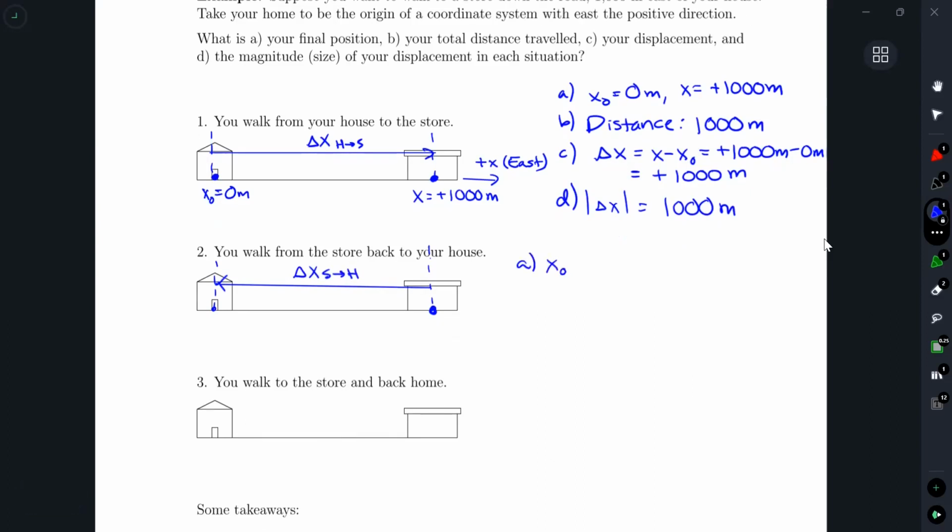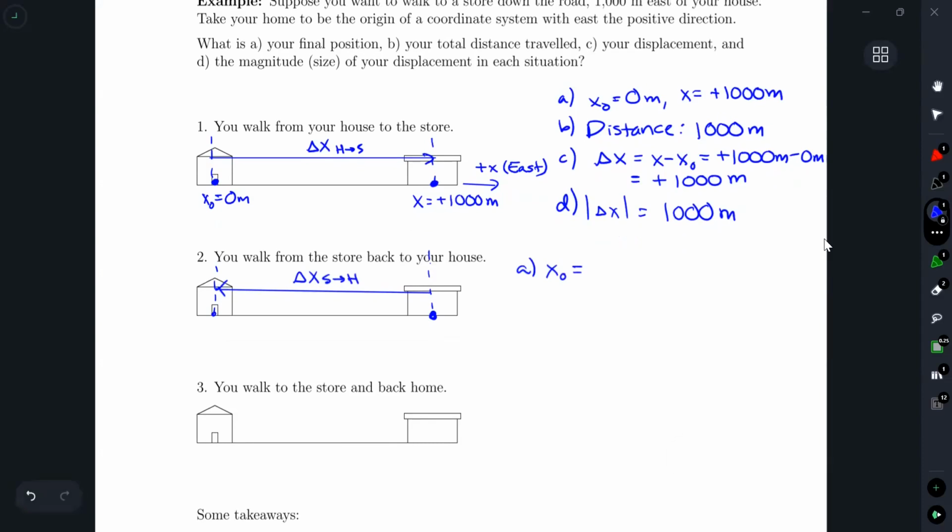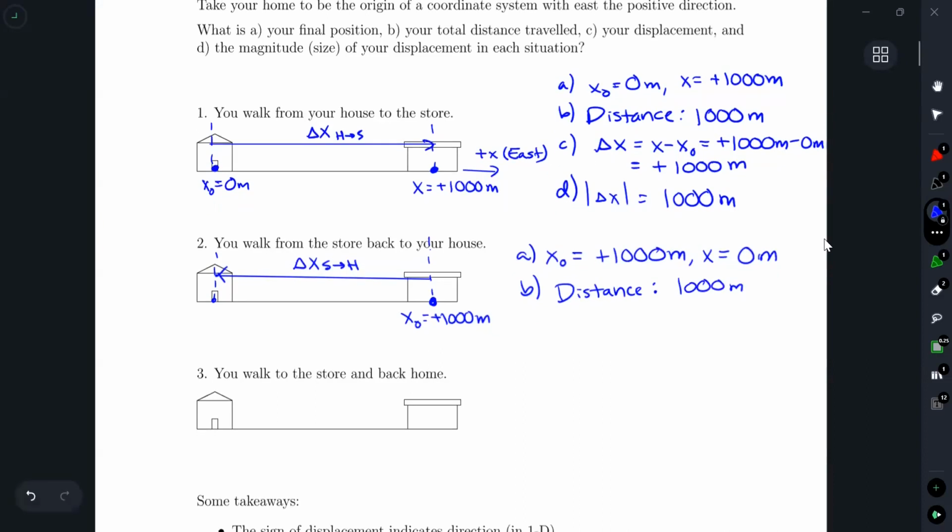What is your initial position? Is it 1,000 meters? Yep. And it's 1,000 meters in the eastward direction, so positive 1,000 meters. Final position? 0. Yep. You're back at your house. You're back at your reference point. Okay. So how far did you travel? Is it 1,000 meters? Yeah. Same as before. You went 1,000 meters.